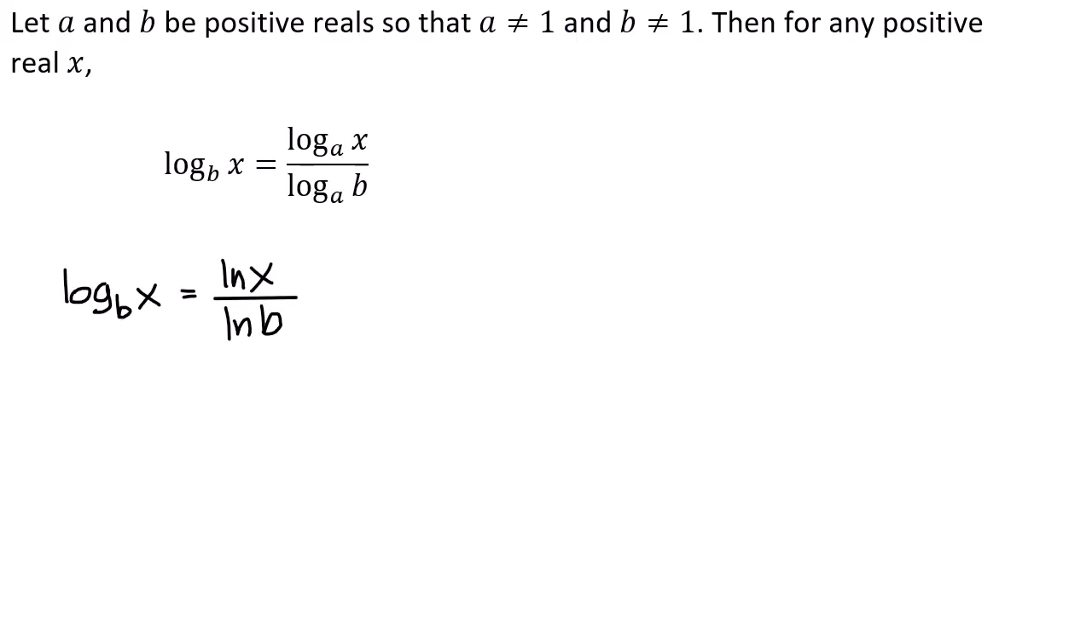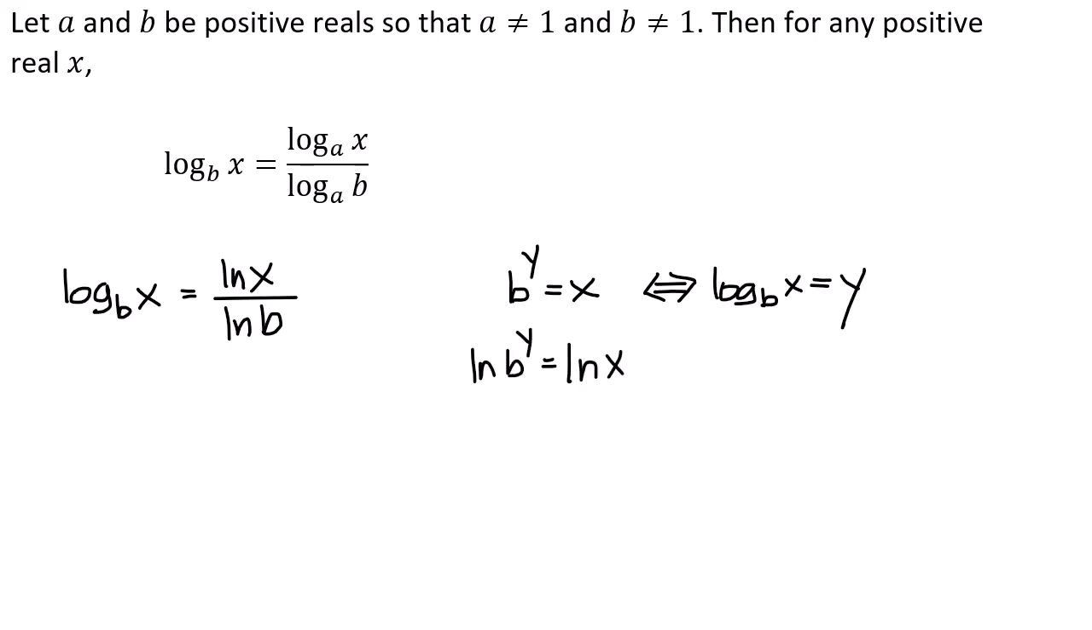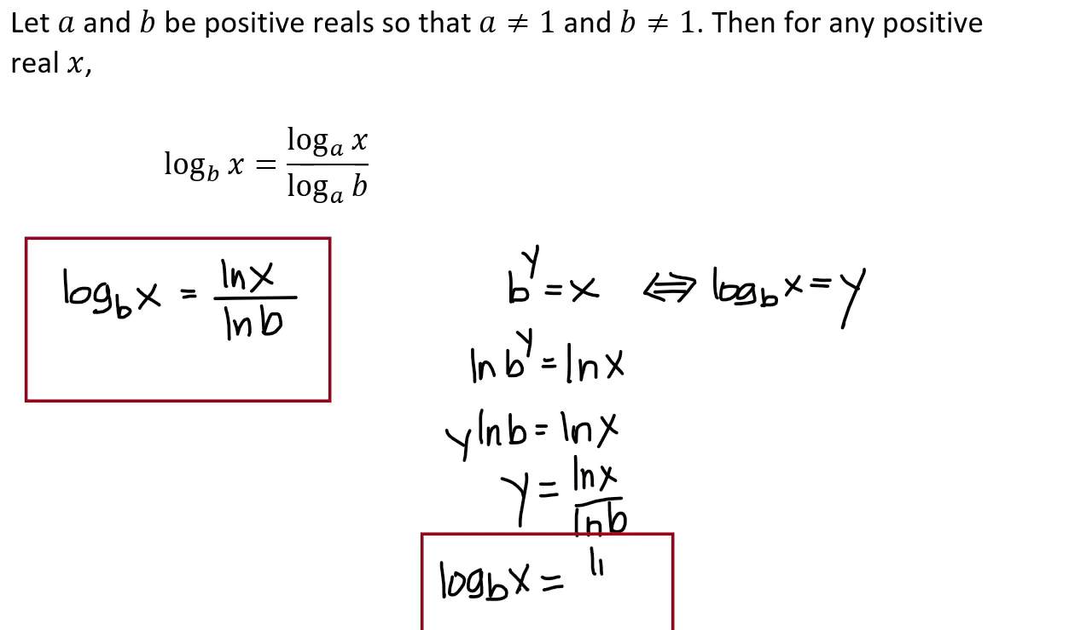So I'm going to show you log base b of x equals ln x divided by ln b. From the definition of logarithms, b to the y equals x is equivalent to log base b of x equals y. So if I take this left side of the equation, I'm going to take the natural log of both sides, then I'm going to use the power property, and I'm going to divide both sides by ln b. That gives me y equals ln x divided by ln b, but remember y is equal to log base b of x, so that equals ln x divided by ln b.